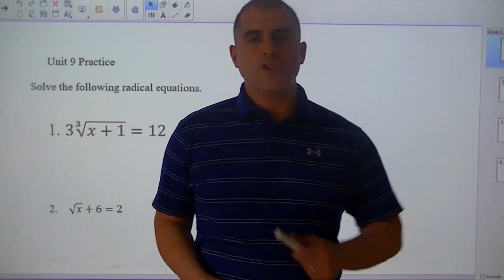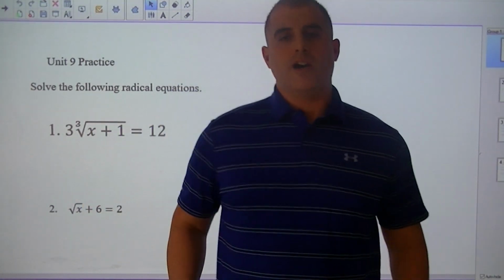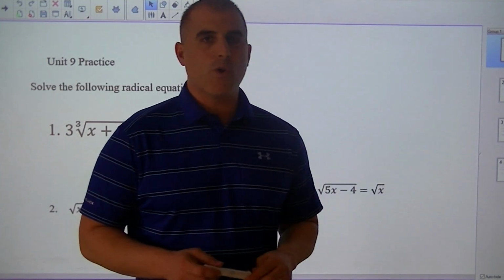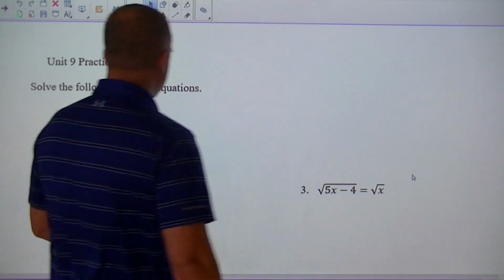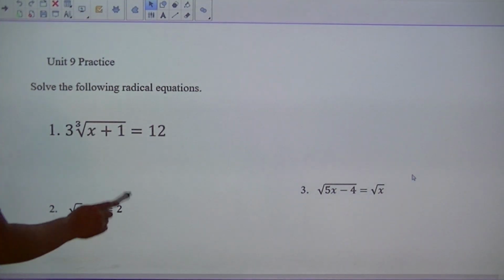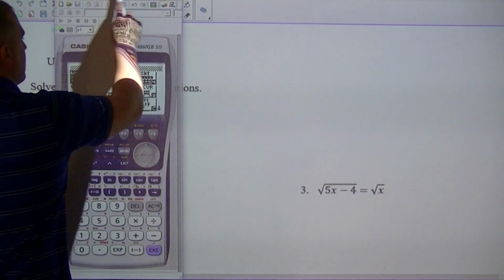Okay, this is going to be a Unit 9 practice, working on some equations and some of the linear stuff. The big thing with this is learning how to use your calculator.